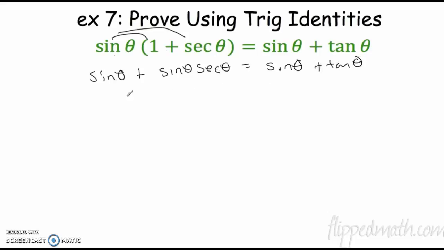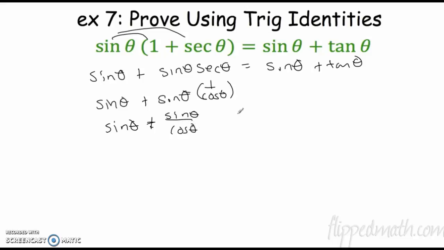I'm going to rewrite that. So I have sine theta plus sine theta. Secant is 1 over cosine theta. And then sine over cosine. And we know sine over cosine is, of course, tangent theta. And that is what we wanted.